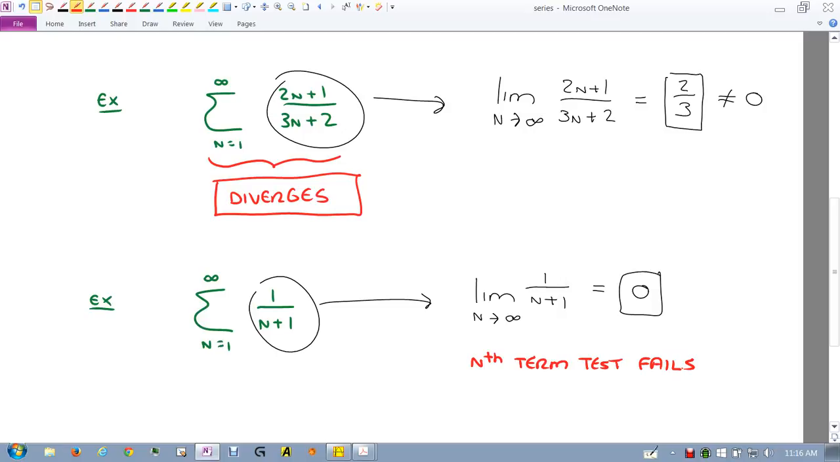Fails. So that means you don't know if this converges or diverges, and that means you have to go to a different test. But we're not there yet. That's what the rest of today and next class will be, getting through all these tests. All right, understand? Questions? All right, now, back to the geometric series.